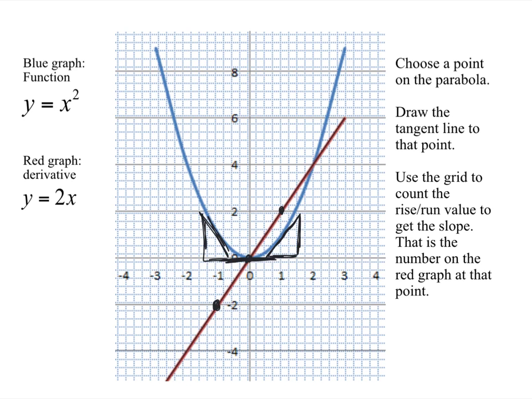We would recognize up here, higher on the graph, if we were to choose something up here, that should have a higher, steeper slope, which the values on the red line are higher up at that point. Over here, we should expect to see larger negative numbers, which is what we see on the derivative here. So the derivative is a way to express the slope of all of the tangent lines on this blue graph. The red line represents the slopes of all of the tangent lines on this blue parabola that we have here.